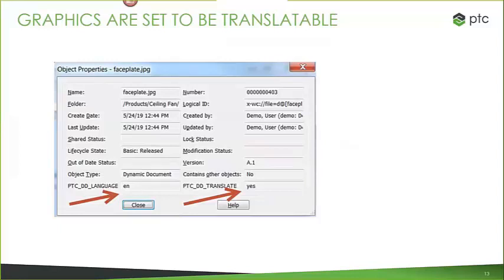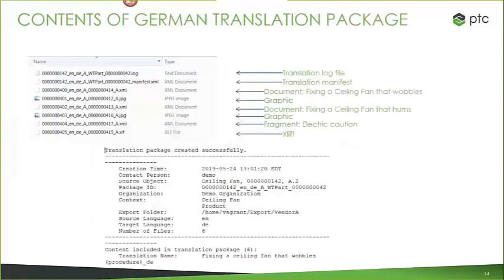Now, the manifest is what Service Information Manager is going to use when it imports to see exactly what was included in the package that's being imported and make sure that it matches what is expected. Then you see the XML document, the graphic, so that's for the first document. Then there's the XML document, graphic, and fragment from that second document, and then the XLIFF, which is included in the package.